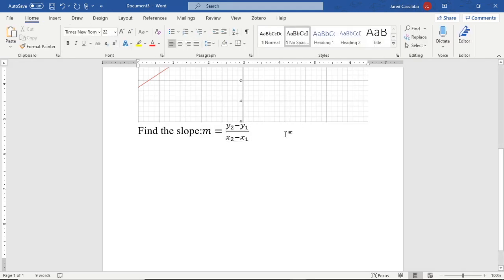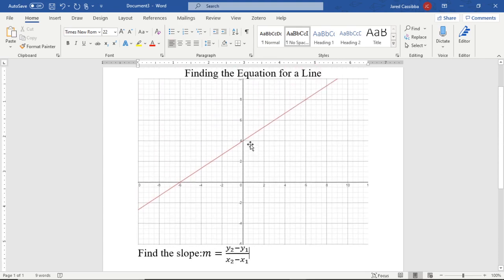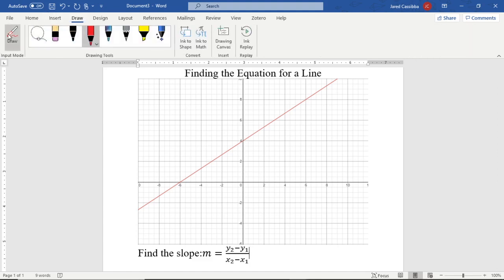All right. So the slope is this fraction: y of point 2 minus y of point 1, divided by x of point 2 minus x of point 1. So we have the equation. We need to figure out what the points are. Now, that doesn't really matter. You can pick any point you want on this line. I'm going to pick two that are fairly easy. So let me get, I'm going to circle them real quick.